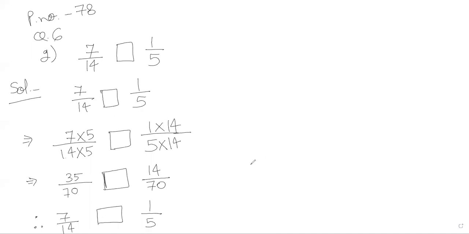If denominators are equal, then you can compare numerators. One numerator is 35 and another numerator is 14. Now tell me which one is greater? 35 is greater or 14 is greater? Very good. 35 is greater. It means the fraction 35 upon 70 will be greater. And so we conclude 7 upon 14 is greater.